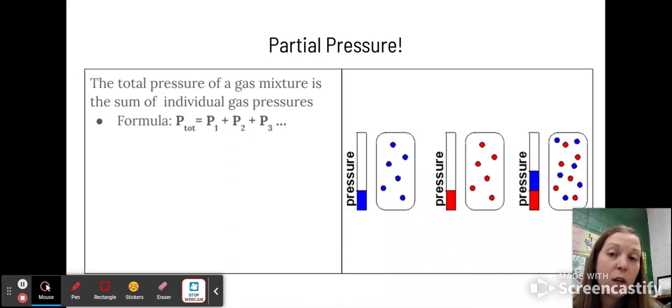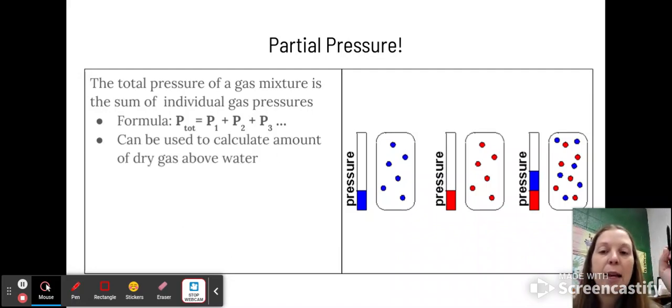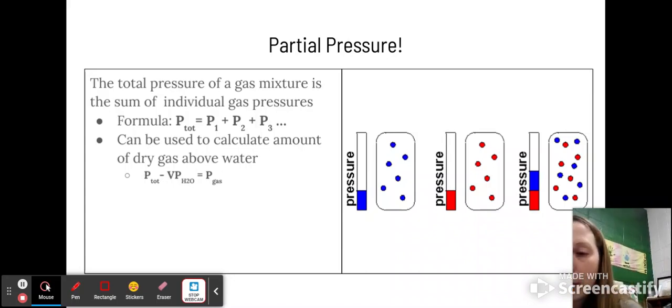It's just addition. So P total is equal to P1 plus P2 plus P3, however many gases you have in the system. And it can be used to calculate the amount of dry gas over water. So we know that sometimes we'll calculate the amount of O2 over water or H2 over water, anything like that. And all you have to do there is P total minus the vapor pressure of water, which would be given in the formula, so you would not have to worry about knowing that.